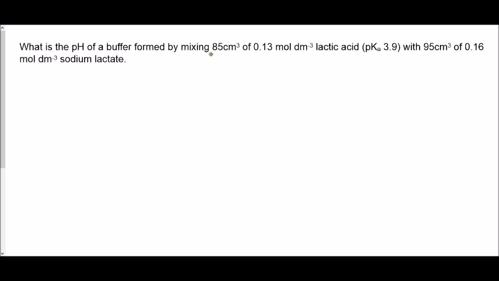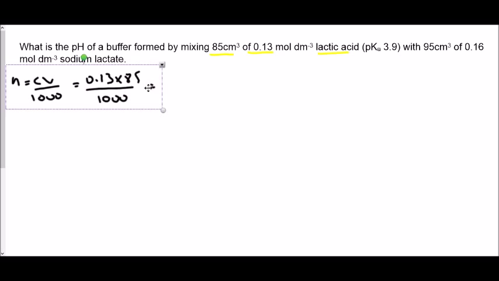Okay, I'm looking at this and I've got a volume and a concentration for lactic acid. So again, look at these questions in terms of what you can do rather than getting overfaced. If you've got a volume and a concentration, you're going to do n equals CV over 1000. So we've got 0.13 times 85 over 1000. So that is moles of lactic acid.